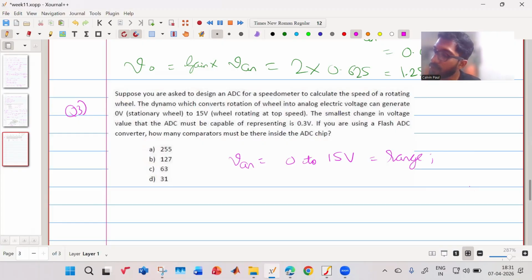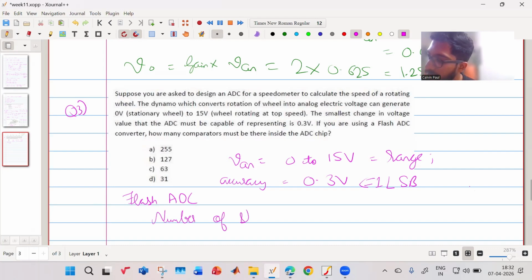Now, what do you want? You want the accuracy. It should be able to detect 0.3 volt, which actually will correspond to a change of 1 LSB. Okay, this corresponds to a change of 1 LSB. So you want to use a flash ADC, right? You want to use a flash ADC. You want to go from 0 to 15 volt in steps of 0.3 volt. How many number of steps are required? You should first tell me.